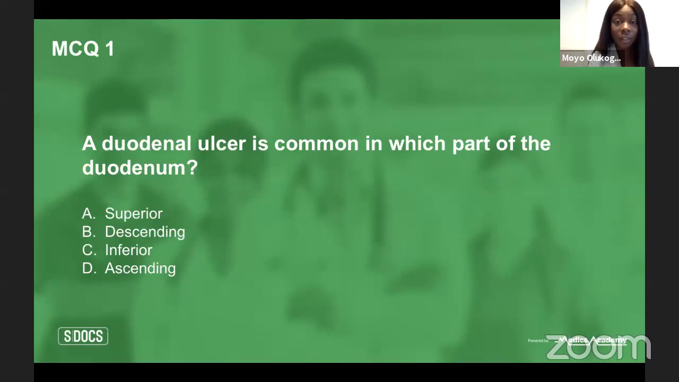Before we begin, let's see how much you know. So this is our first MCQ. A duodenal ulcer is common in which part of the duodenum? A, superior, B, descending, C, inferior, D, ascending. Have a think, you can pause if you want, but let's find out.